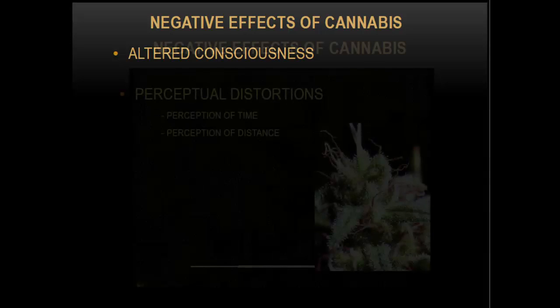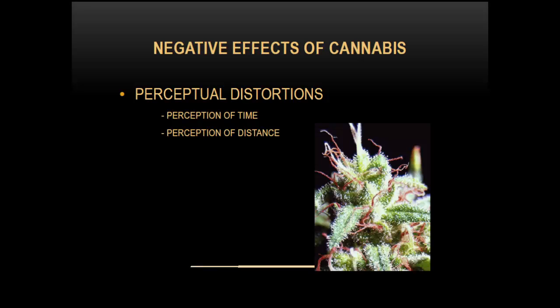The second thing I want to talk about is perceptual distortion. This one is huge, this one causes accidents, and this one kills people. There are two different types of distortions that we really worry about. One is perception of time. The other is perception of distance, especially depth perception, and your ability to estimate distance. What do you guys think? When someone's ability to estimate distance is impaired, what kind of problem would we run into when we drive?